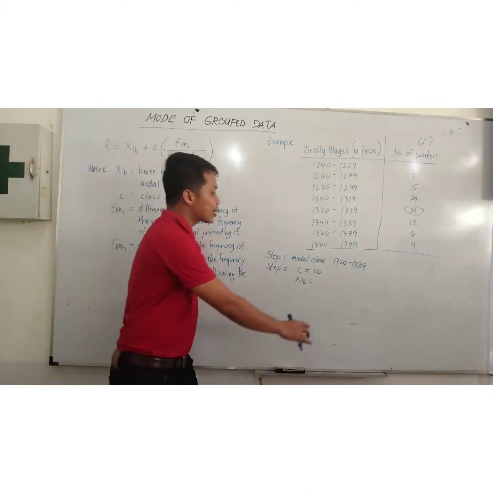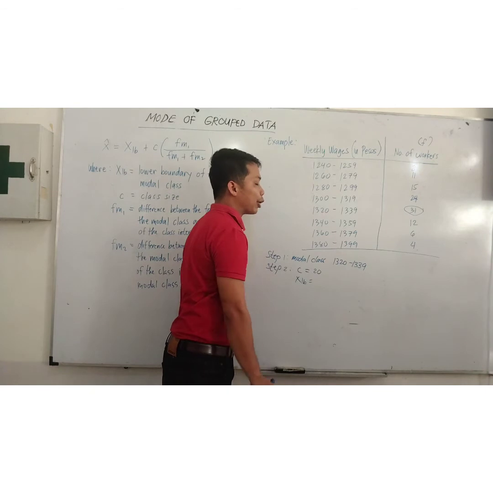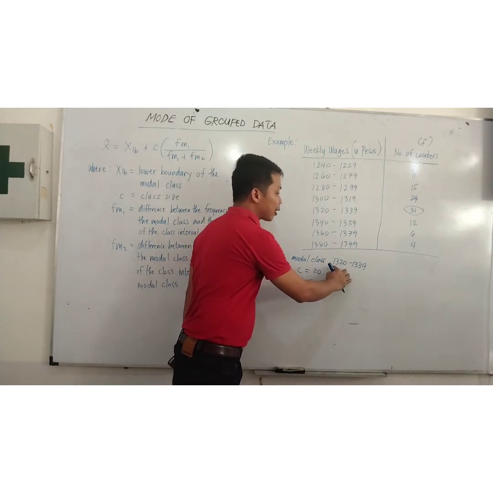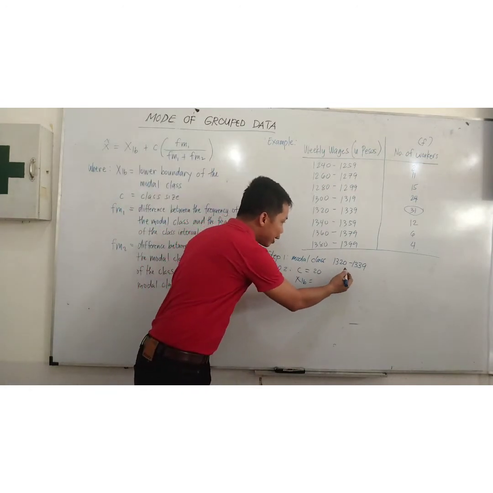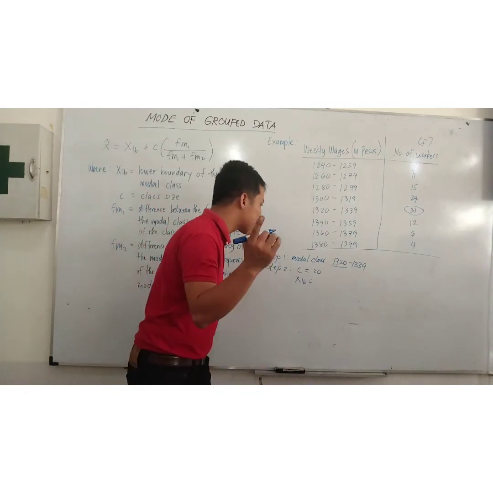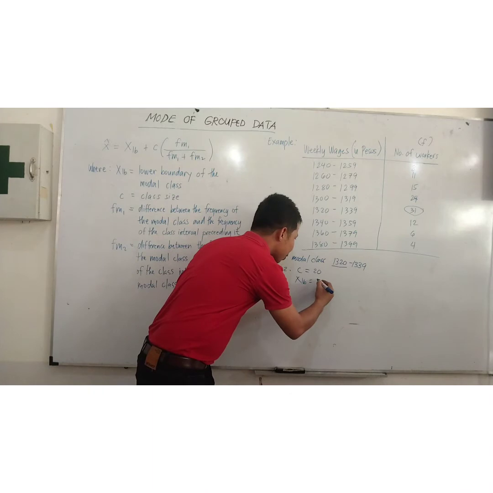So how about our x sub LB, which is the lower boundary of the modal class? Our modal class is 1,320 to 1,339. So the lower boundary is 1,320 minus 0.5. So we have 1,319.5.